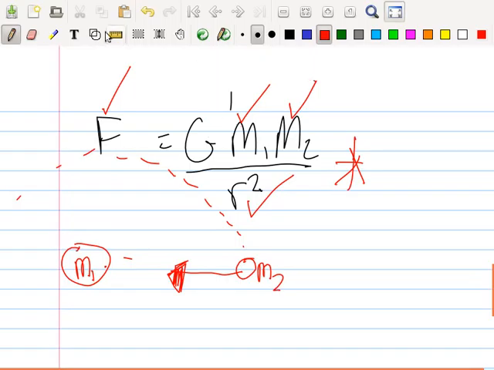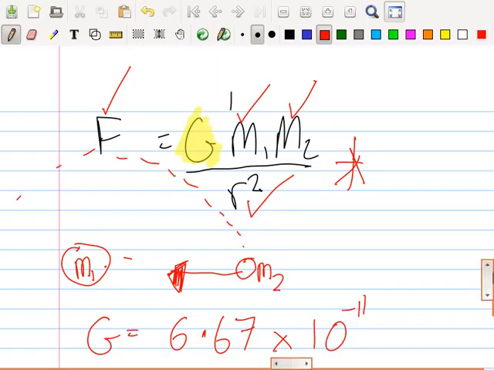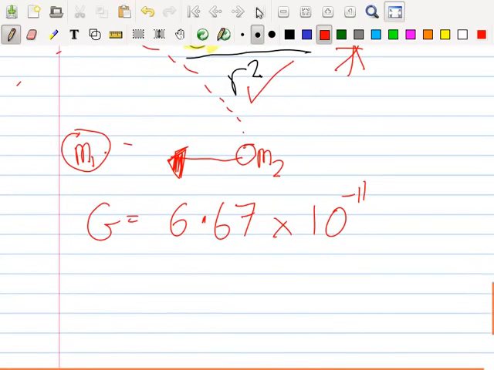And G, does anybody know what G means here? It's a constant. And G here is 6.67 times 10 to the minus 11. That's the G. Easy to remember.